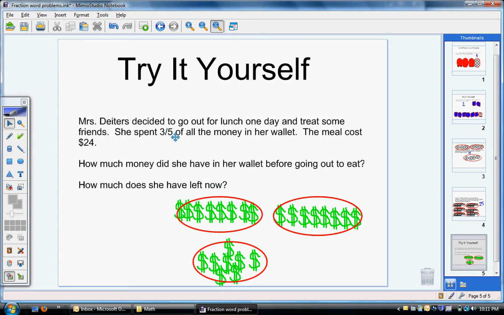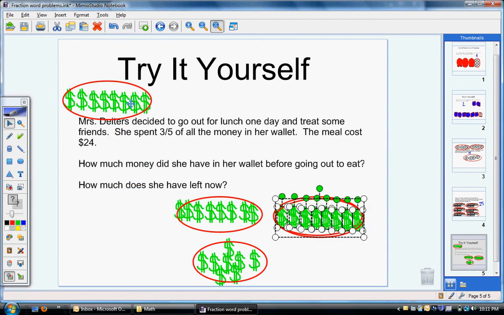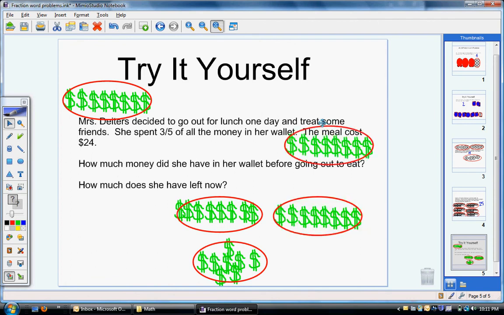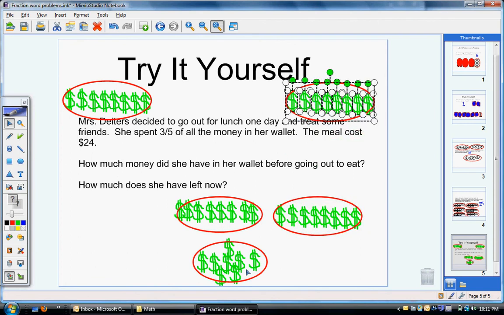Now, in order to visualize this, I have to think about adding on 2 more groups that she hasn't spent yet. So here's a group. And here's a group that she hasn't spent yet. So these are the 3/5 she has spent for a total of $24 that she spent. And then to make it fair, here's the other 2 groups that she hasn't spent yet.